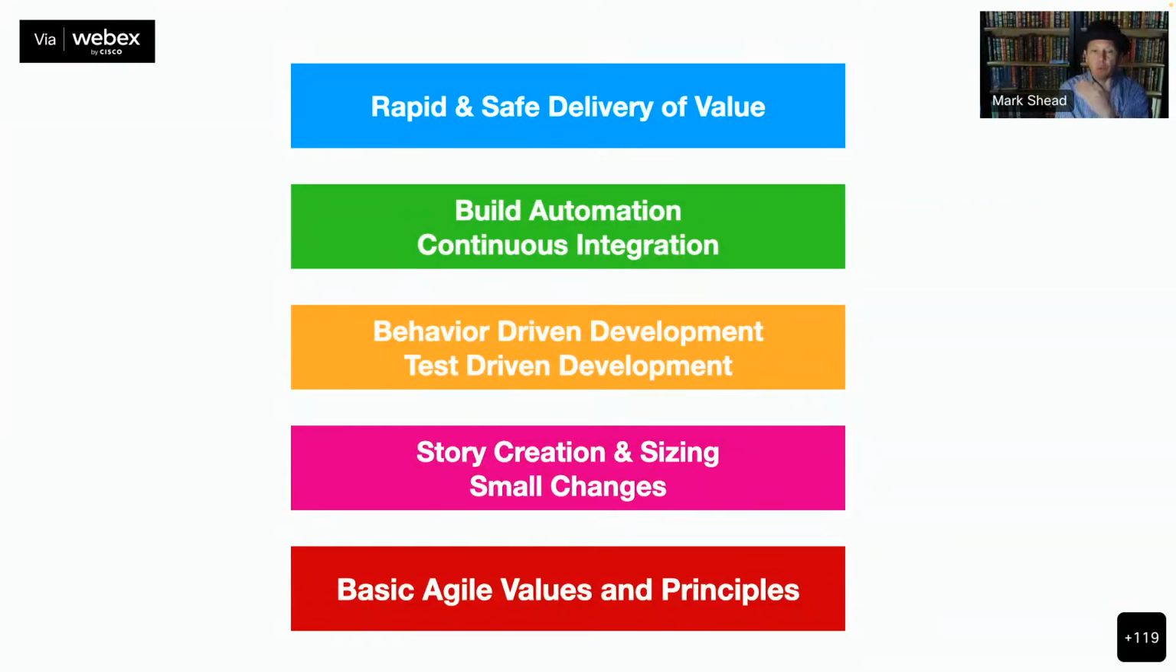But BDD and TDD rely on having story creation and sizing and being able to make small changes to our application and having that agile discipline of being able to make small changes as we go. And all that is based on the basic agile values and principles. One thing I've seen teams get in trouble with is when they come into this and decide, we just want to do behavior-driven development, but we're not going to worry about any of the things that will take advantage of it, the things higher in the stack, and we're not going to invest in anything lower in the stack. So as we go through this, really see it as part of a series of things that can work together to deliver the rapid, safe delivery of value, not something where you can just say, hey, we're just going to do this and nothing else needs to happen as part of it.